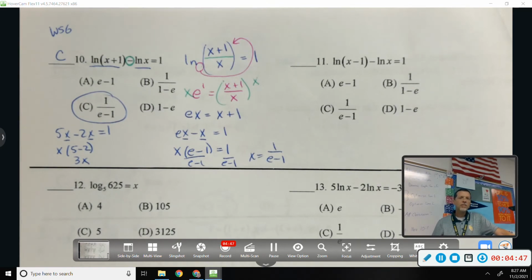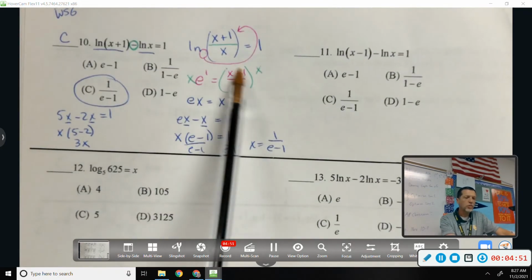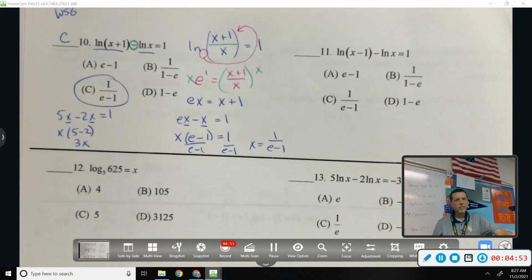So yeah, that one's an algebra problem more than a pre-cal problem. The pre-cal was the first 2 steps. Algebra was the next 3 or 4 steps. Good question, though.